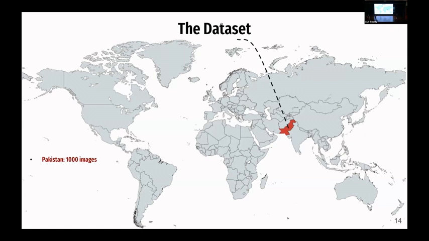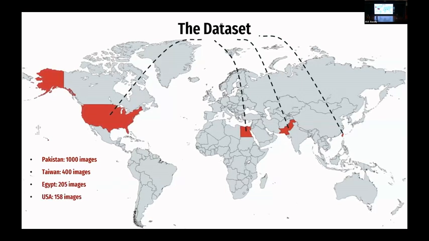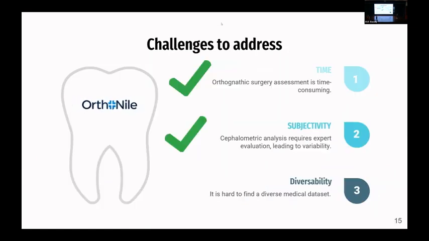We have 1,000 images from Pakistan. We have 400 images from Taiwan. And we have 205 images collected for us by Dr. Mustafa, Dr. Noura, and Dr. Muhammad. And we have 158 images from United States of America collected for us by Dr. Tariq. So now we have a diverse data set. So we have solved the problem of diversibility.